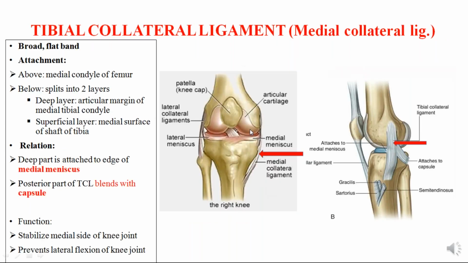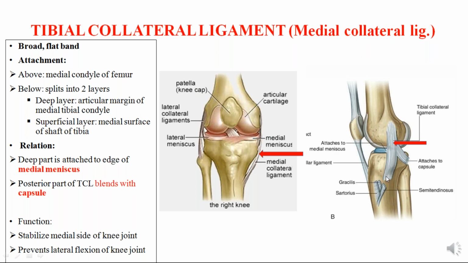On the medial side, there is the medial collateral ligament or the tibial collateral ligament. Unlike the fibular collateral ligament, this is not cord-like, but a broader ligament. It is flattened and broadened. It is attached above to the medial condyle of the femur. As it goes down, it splits into two layers. This is the deep layer, which is attached to the articular margin of the medial tibial condyle, and this is the superficial layer, which is attached to the medial surface of the shaft of the tibia.